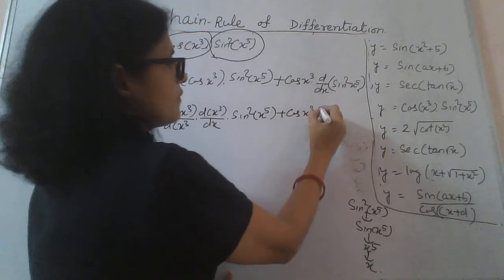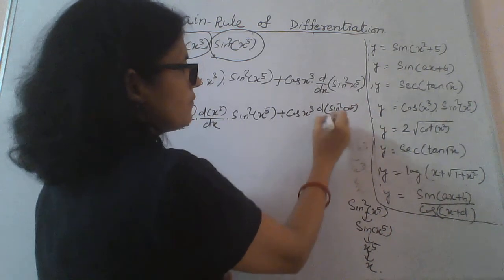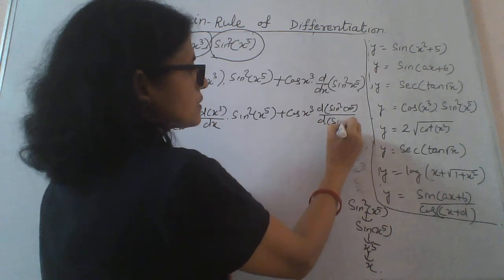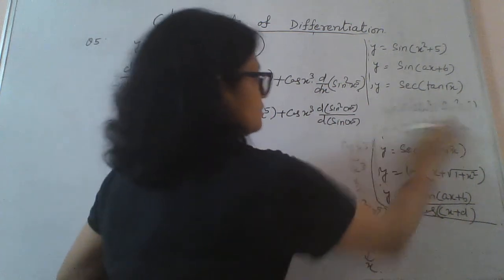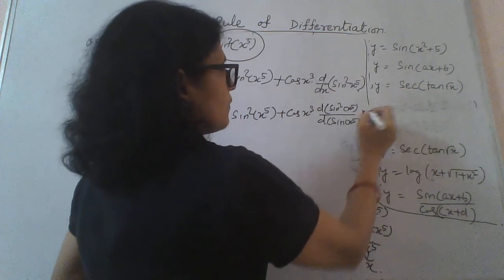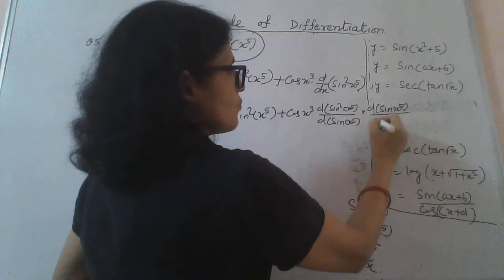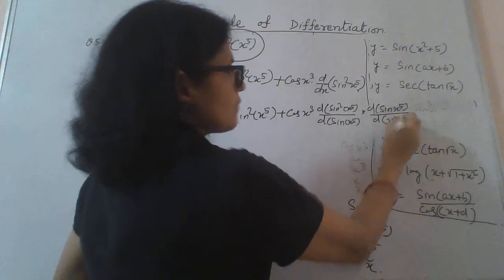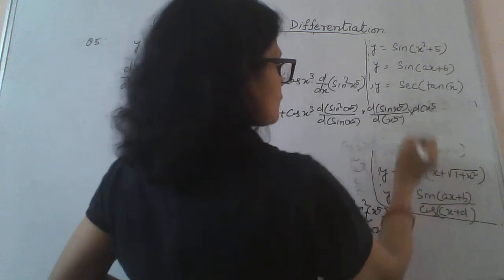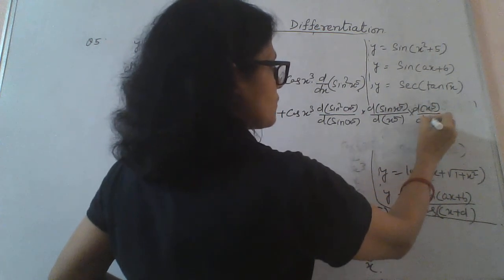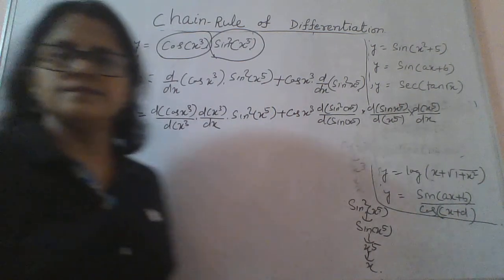Now its derivative, so derivative of sin square x to the power 5 with respect to sin x to the power 5. Now next, multiplied by what? Derivative of sin x to the power 5 with respect to x to the power 5, into derivative of x to the power 5 with respect to x. So these are the steps involved. Please have a look at it.